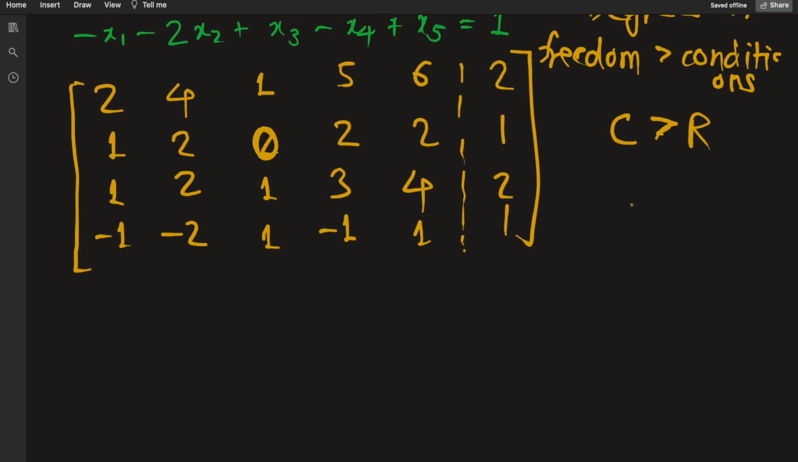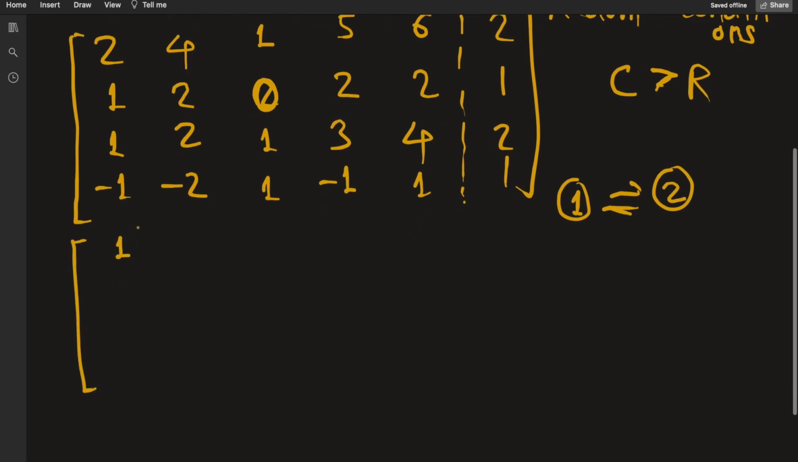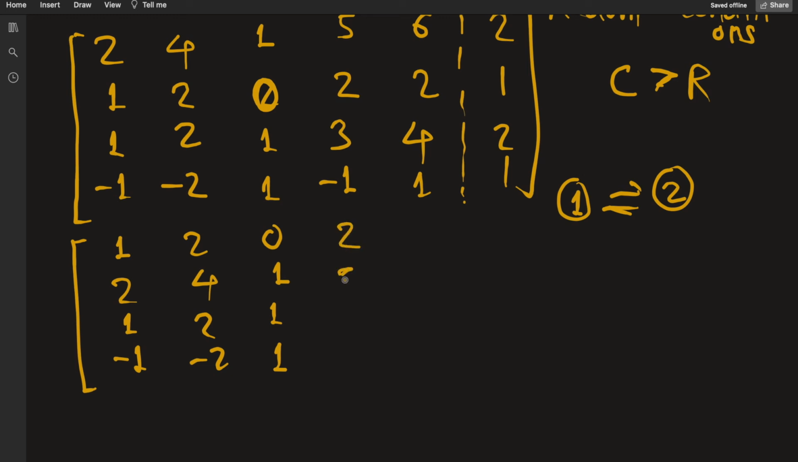And let's see what's particularly fascinating about this. Let's first row reduce this to RREF completely. Exchange row 1 and row 2.